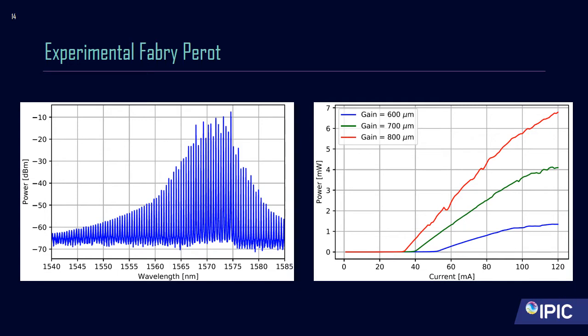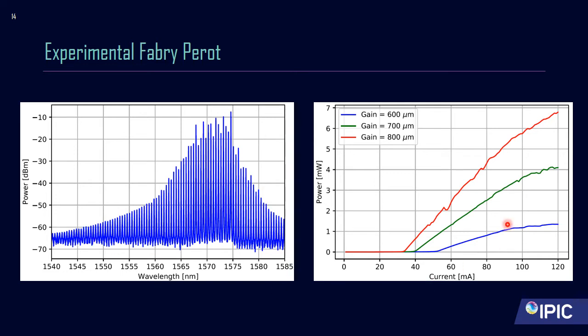Here is an experimental value of such a Fabry-Perot. So here's a Fabry-Perot with a length of 700 microns. As we saw in the simulation, we get multiple of these equidistant modes. However, instead of them going on for infinity, they're actually suppressed and amplified by the gain media of the laser, as you can see here.